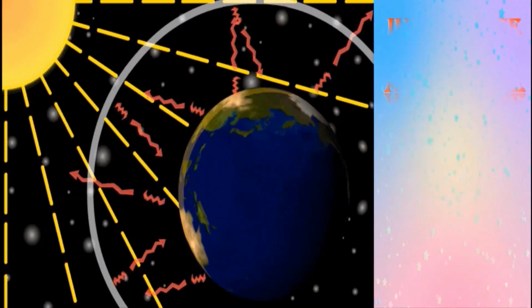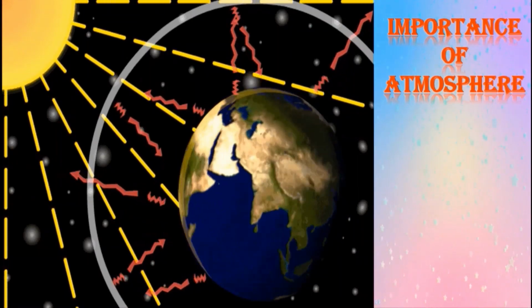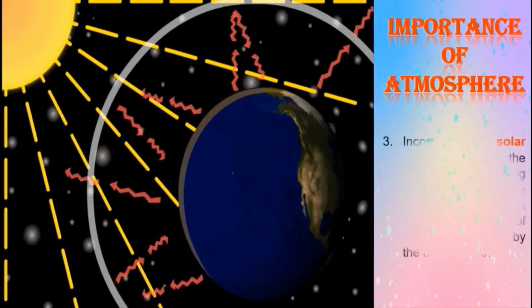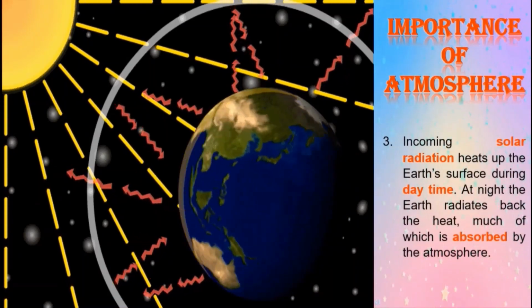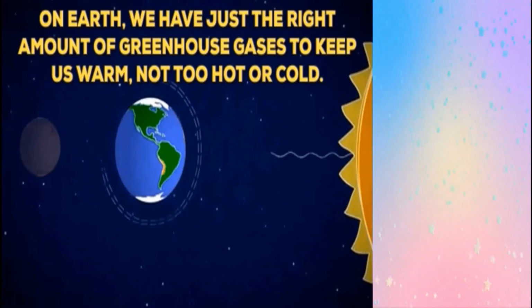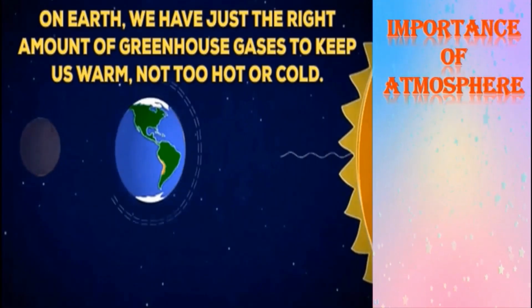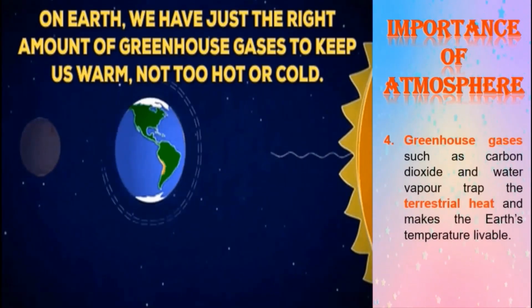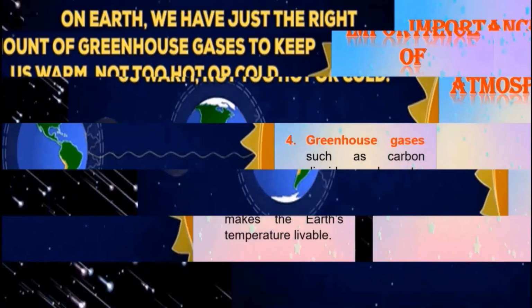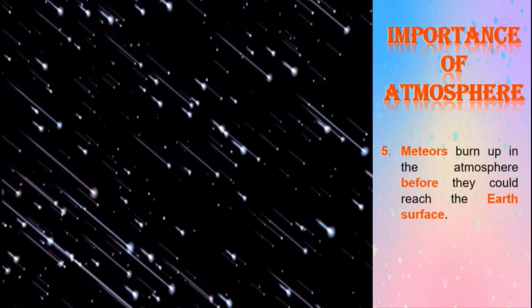Incoming solar radiation heats up the Earth's surface during daytime. At night, the Earth radiates back the heat, much of which is absorbed by the atmosphere. Greenhouse gases such as carbon dioxide and water vapor trap the terrestrial heat and make the Earth's temperature livable. Meteors burn up in the atmosphere before they could reach the Earth's surface.